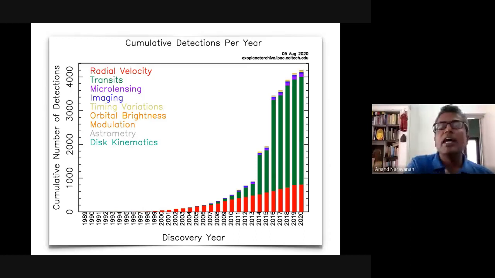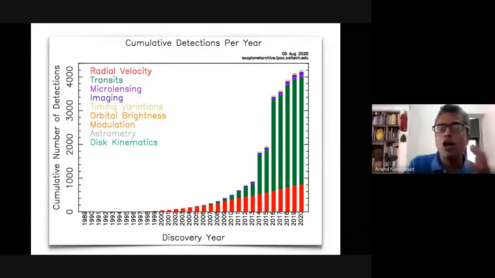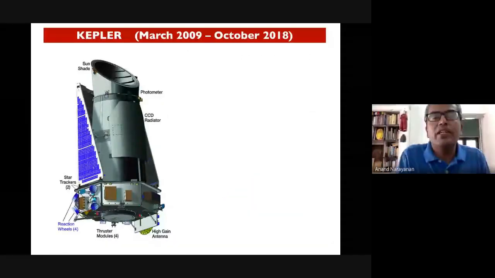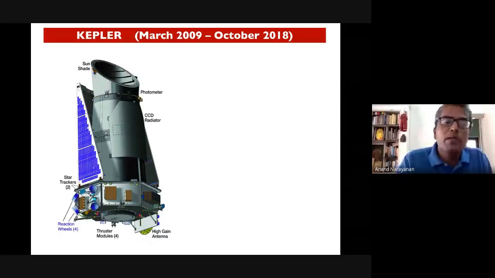Among that, as you can see from this graph, transit has been really efficient, especially after 2009 or so. The number of extrasolar planet detections using the transit method has really gone up. And the reason why transit has become so efficient in finding extrasolar planets is because of one single mission, which is the Kepler Space Telescope.